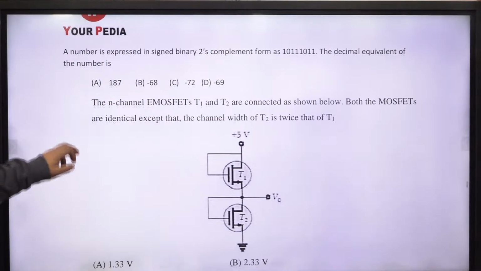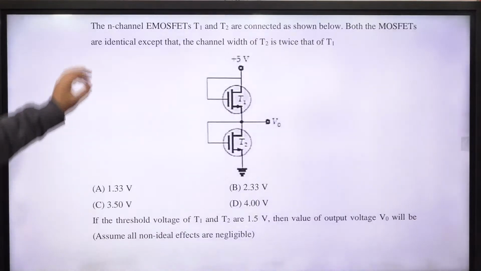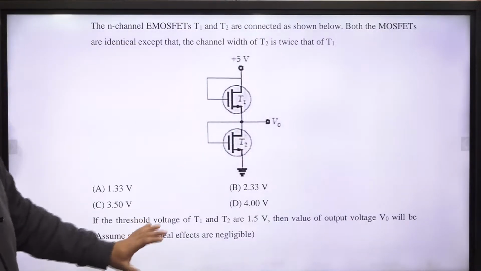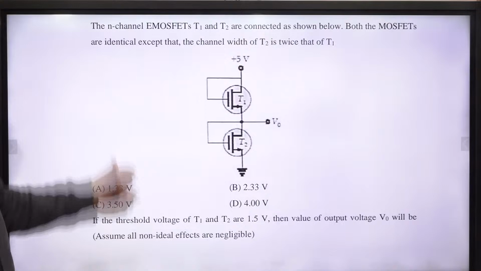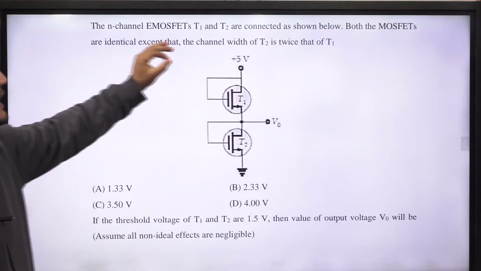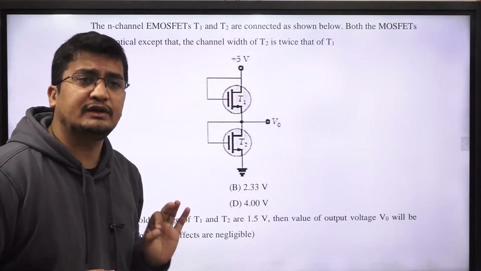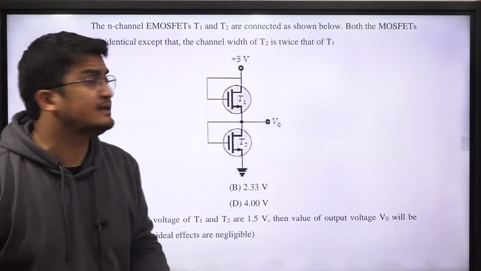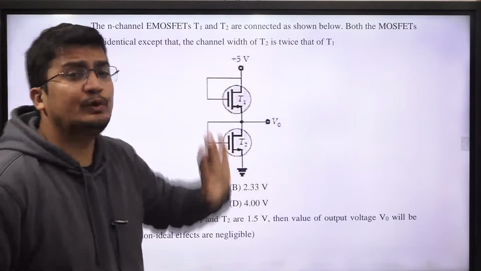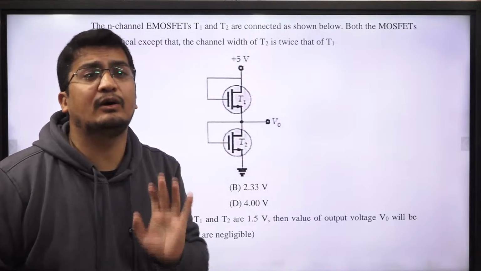Yes, people, you can have the next question. The N channel E MOSFETs, both are N channel, are connected as shown below in the figure, right? Both the MOSFETs are identical except that the channel width of T2 is twice of T1. See, both the MOSFETs are identical. The only difference is the channel width of T2 is twice that of T1. This is the only difference.